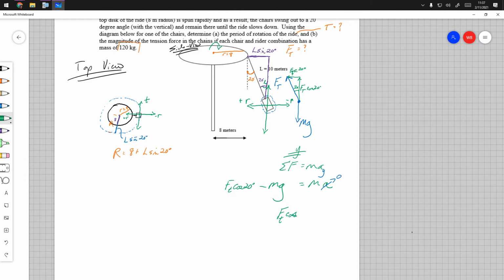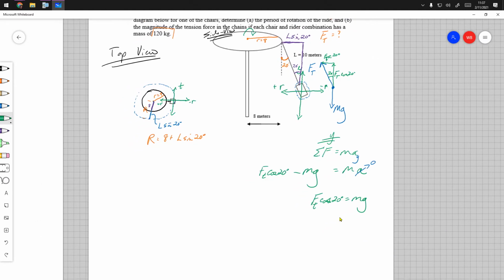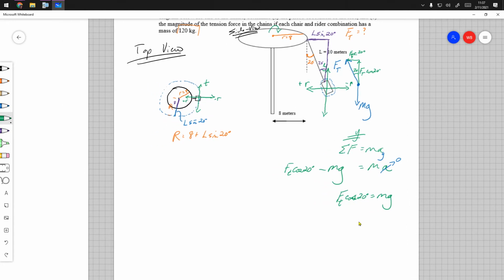So Ft cosine 20 degrees is just going to be the same value as the force of gravity. Okay, cool. Maybe that'll come in handy later. I could even put tick marks on this stuff and go, that's the same size as that one there. Okay.